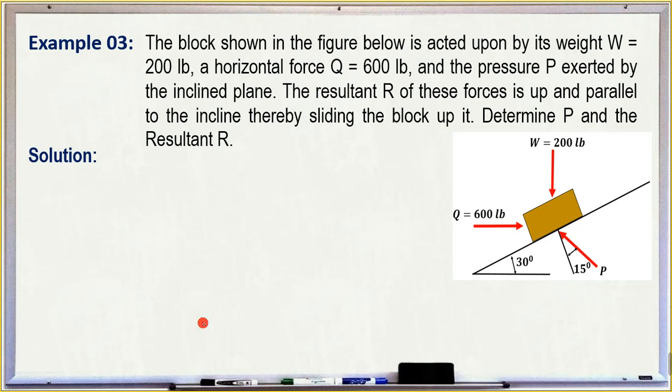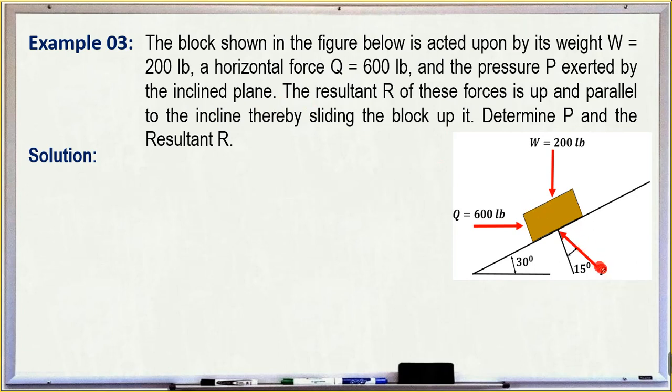Okay. Let's have example number 3. So kani siya nigawas sa board examination. So kani siya, naay object of interest, no, unlike sa previous nga examples, puro ra to mga vectors, no, nga nagrepresent sa mga forces. So here we have an inclined plane and a block. So the block shown in the figure below is acted upon by its weight W, 200 pounds, and a horizontal force Q, 600 pounds, and the pressure P exerted by the inclined plane.